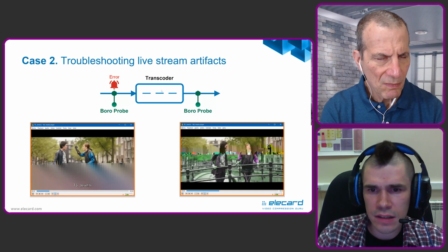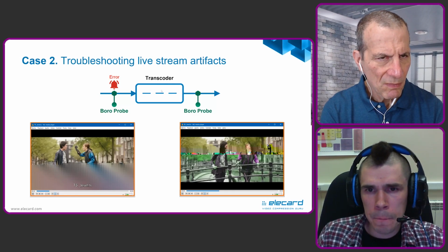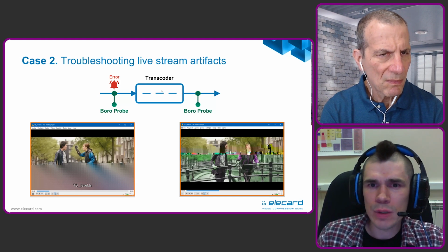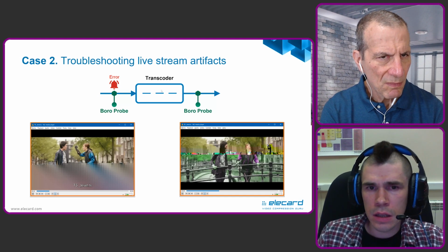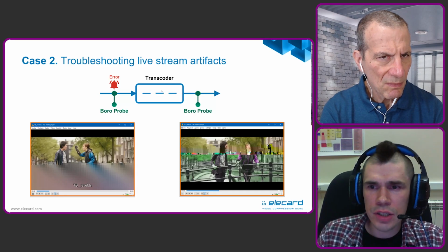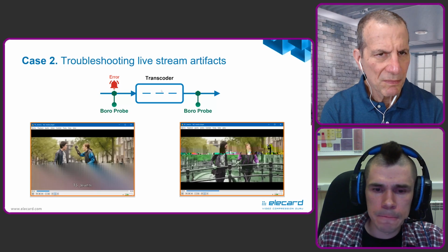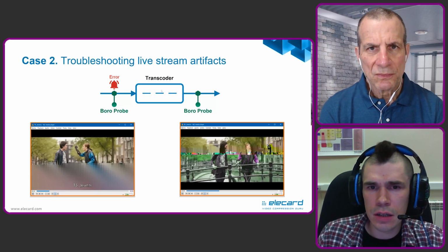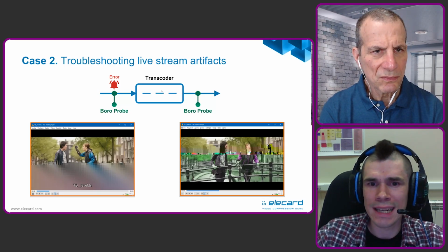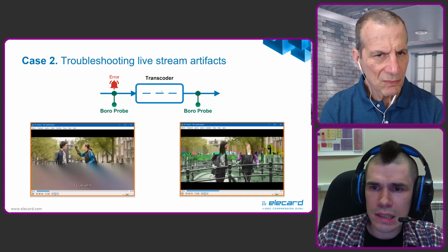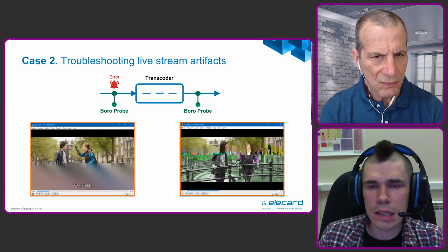For example, on that screen, we have the transcoder location and two Boro probes before and after. The Boro probe detected a lot of TR 101 290 errors, the common recommendation for validating a transport stream. So we had a lot of errors before the transcoder, and even worse, it was the input of the head-end station.